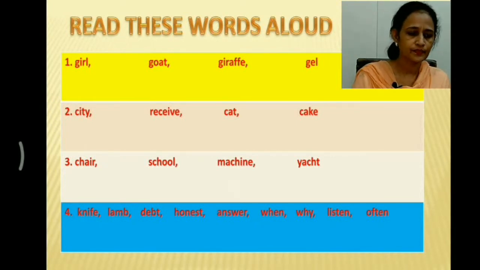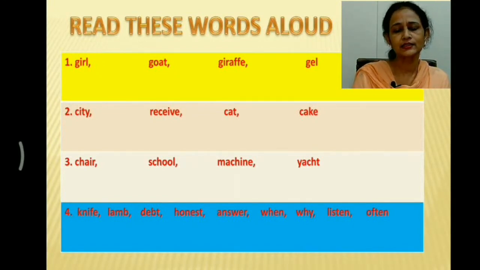In the third set, CH sounds as CH in chair, K in school, SH in machine, and it is silent in yacht. In the fourth set, K is silent in knife, B is silent in lamb and debt. H is silent in honest. W is silent in answer. H is silent in why and when. T is silent in listen and often.